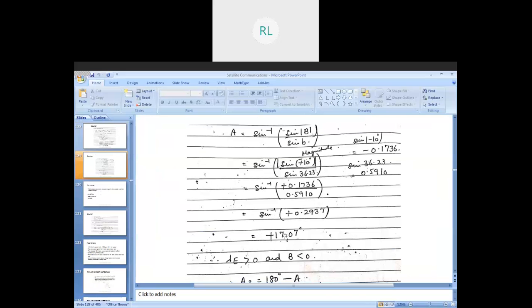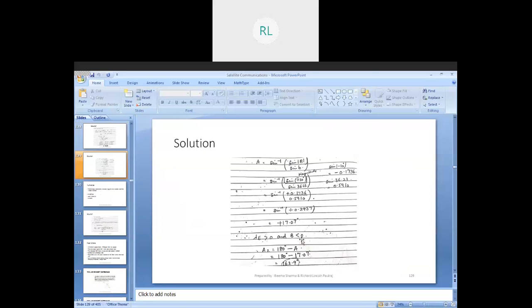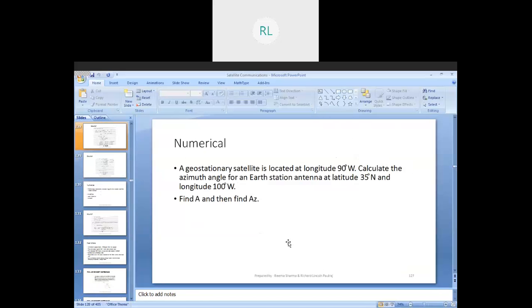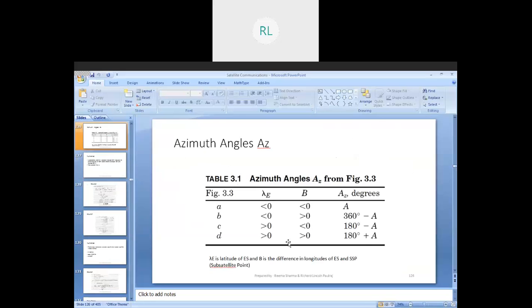Fine. A is equal to sine inverse. I just substitute those values. Since it's a modulus, I take plus or minus. I take the value and divide by sine b. The b value we have seen is 36.23. So just look into the values, and we get about plus 17 degrees.